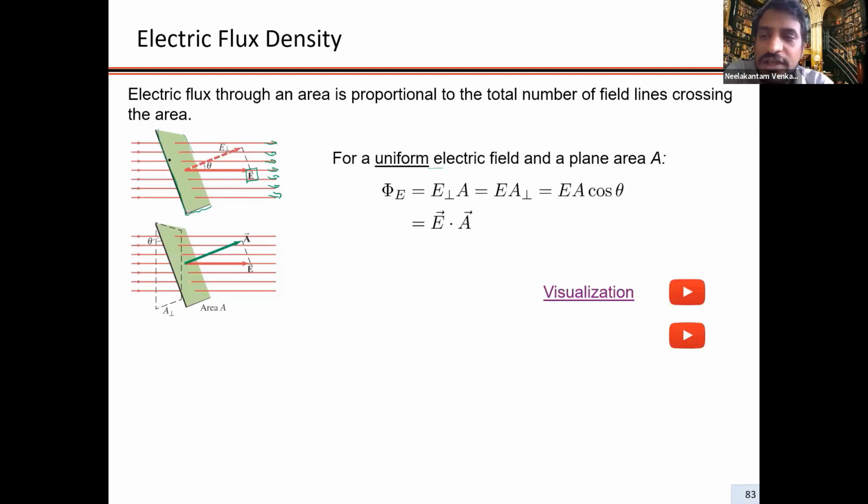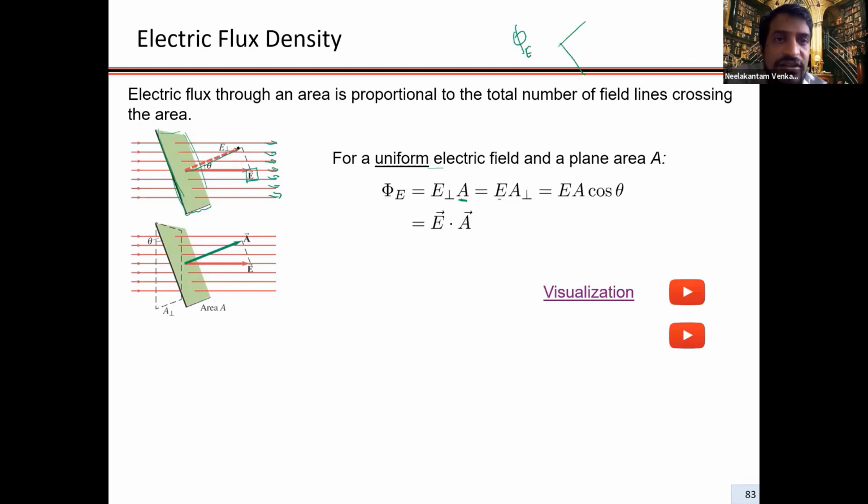Now, if I want to find the flux through this area, then flux phi E is proportional to the electric field. That means if there's more electric field, then this flux is going to be higher. Not only that, if the area is bigger, then the flux is also going to be higher. There's going to be more electric field flowing through it. So it's going to be proportional to the area as well as the electric field. But the catch is, when you say flux, we want the component of the electric field flowing perpendicular to the area.